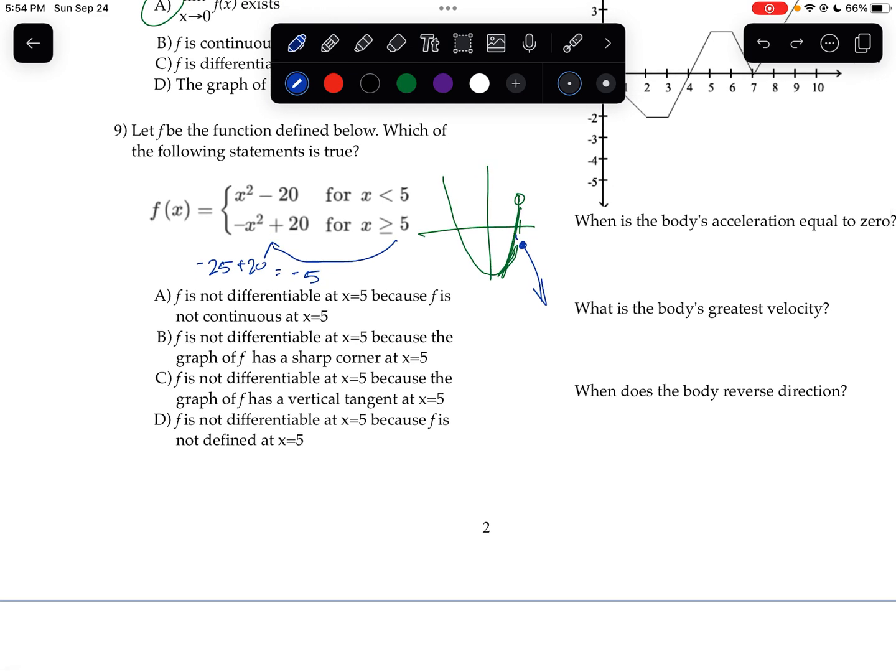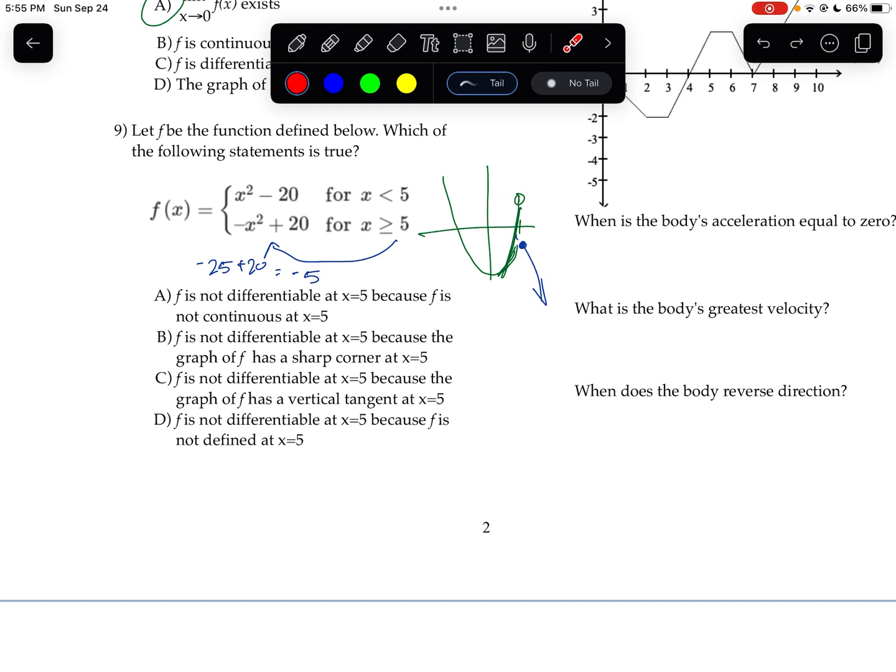A, f is not differentiable at x equals 5 because it is not continuous at x equals 5. That's true. Which of the following statements is true? Yeah, so I would say it's A, just based off of that first one. Let's make sure we read the rest of this. F is not differentiable at x equals 5 because the graph of f has a sharp corner. That's not true. There's no corner there.